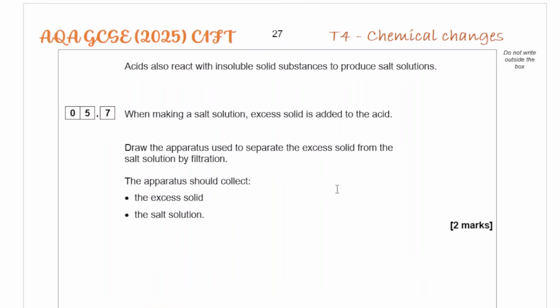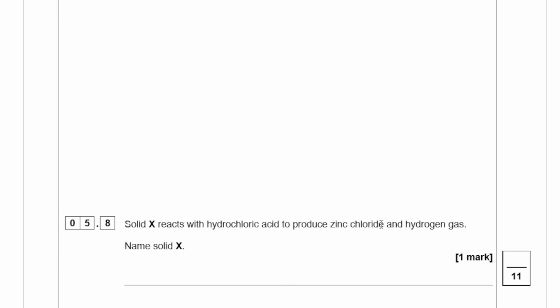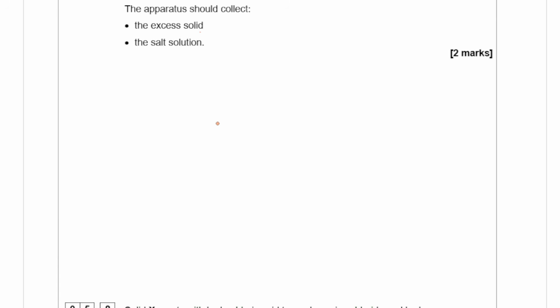Acids also react with the insoluble solid substances to produce salt solutions. When making a salt solution, excess solid is added to the acid. Draw the apparatus used to separate the excess solid from the salt solution by filtration. So you need to draw a plastic funnel with the filter paper and the rest of the equipment. The apparatus should collect the excess solid and the salt solution. So you will need the filter paper only for 2 marks. So you will need a conical flask. Let's draw the conical flask first.